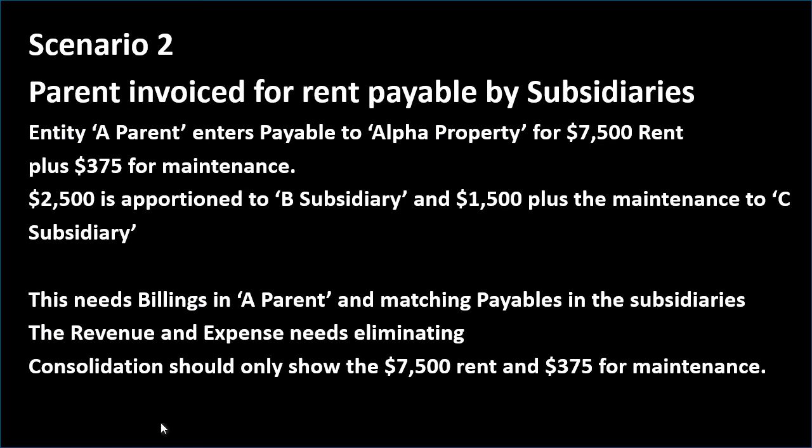In this scenario, the parent receives an invoice for rent plus maintenance. $2,500 should be apportioned to subsidiary B, and $1,500 plus the maintenance to subsidiary C. The rent demand is added as a payable in the normal way. But to apportion the rent, we need billings in the parent and matching payables in the subsidiaries. And then we need to sort out the eliminations and consolidation.